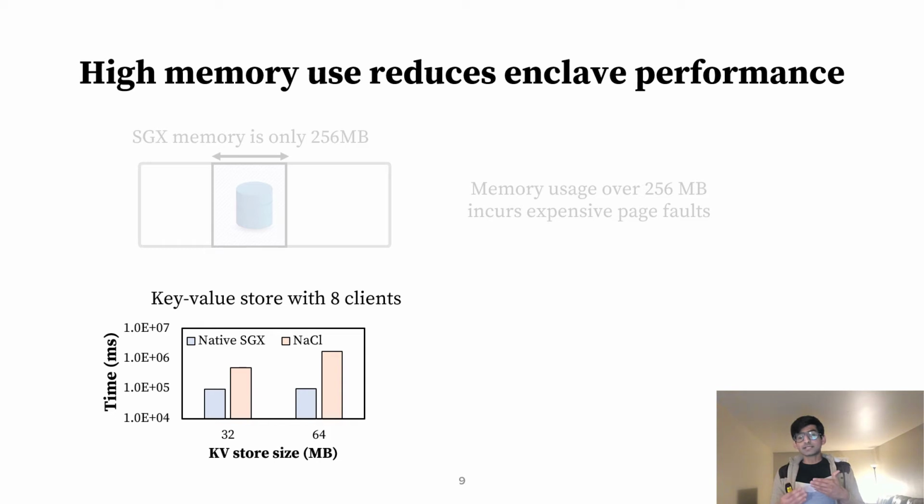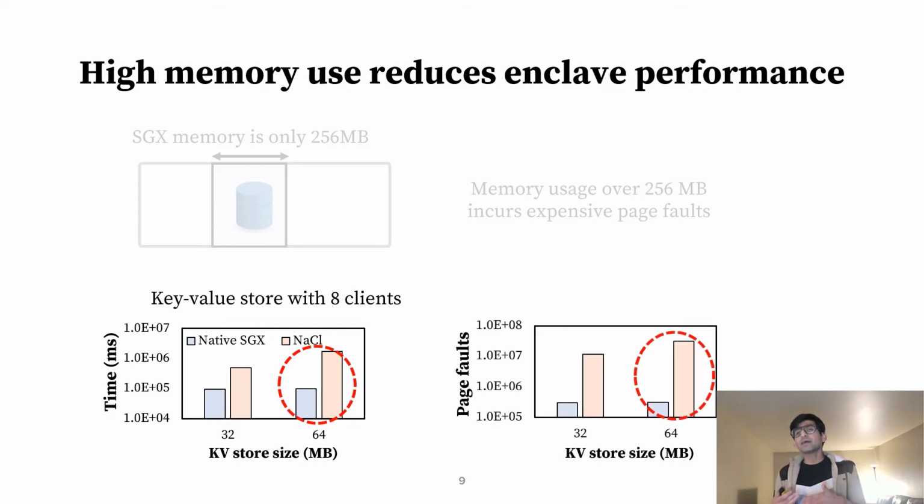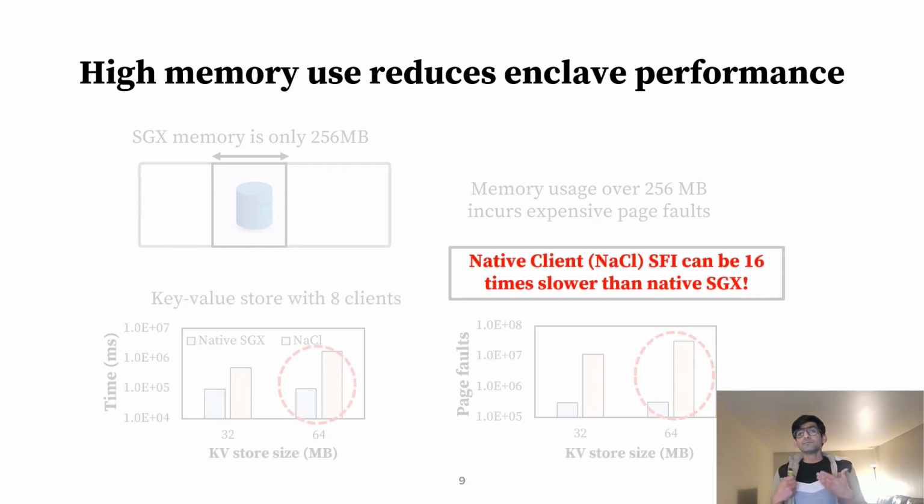We ran the key value store with native SGX and native client. Native client secures the 8 clients in 8 different processes. So as we see, with just 64 megabytes of a key value store, the performance of native client is significantly worse than native SGX, and the reason is that native client incurs a lot of page faults because it replicates memory across the 8 different clients. So in our paper, we see that native client SFI can be up to 16 times slower than native SGX.